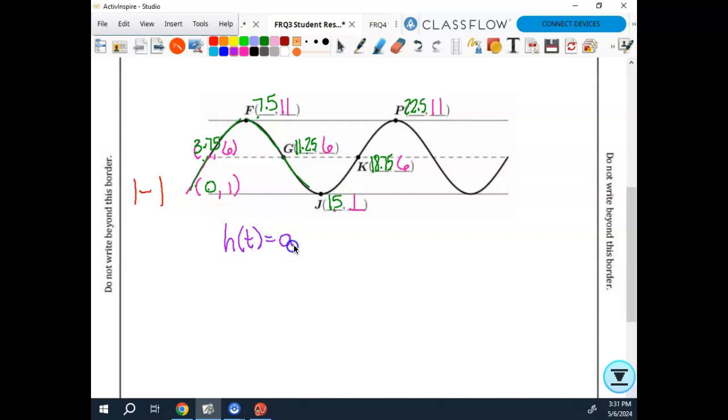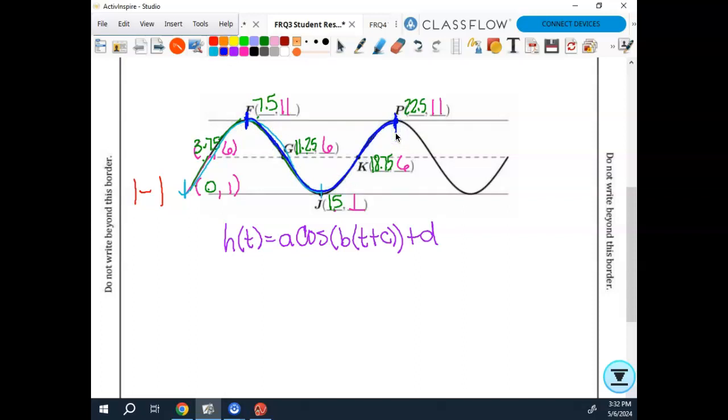h of t is equal to a times the cosine of b times t plus c plus d, right? And I got to figure out A, B, and C. And I got more than one option here, just like we did the other day. It's cosine, so I can start here and end here, or I can start here and end here. Most of you did this to this, but I did have a couple of people do the other, so we will look at both of them.